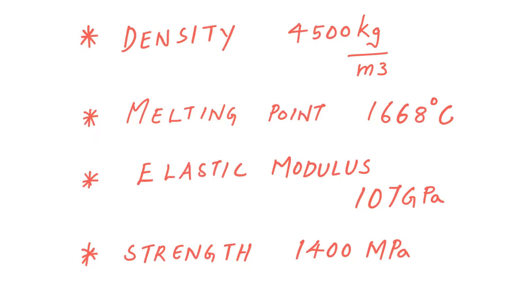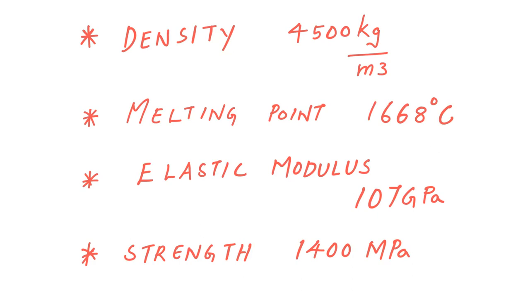Titanium has an excellent combination of properties. Its density is around 4500 kilogram per meter cube. You compare it with steel. For steel, this value of density is around 7800. So titanium is much lighter.